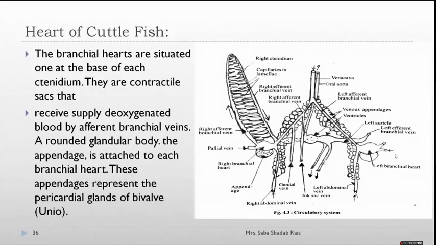So now this branchial heart will receive the blood, and that blood will be deoxygenated blood, by the afferent branchial vein. Now you can see very well the structure. These are the rounded and glandular bodies. These appendages are attached to the branchial heart. You can see here. These appendages represent the pericardial glands of the bivalves. So pericardial means it is supporting the heart. You can see here also. So two appendages are there.